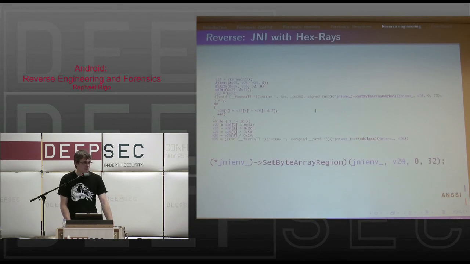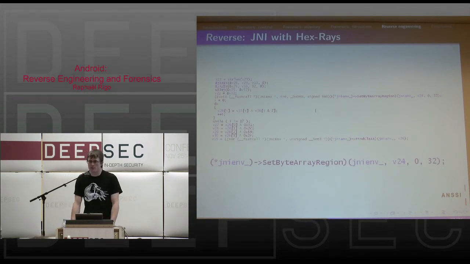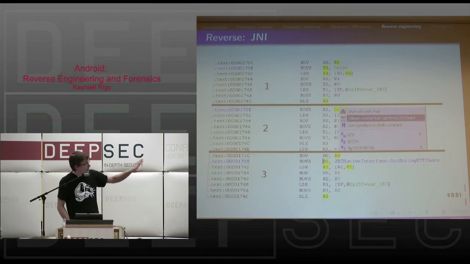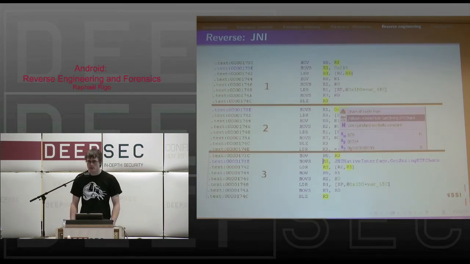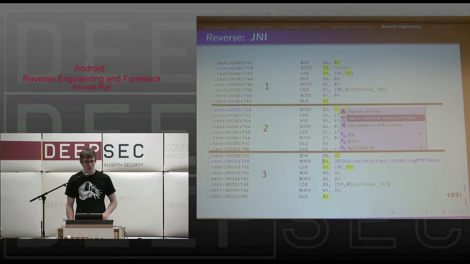With Hex-Rays, it's basically the same. You just apply the definition, and at the end you see that it's calling SetByteArrayRegion, and you get some pretty readable C code instead of hard to read spaghetti assembly. And in this part, the assembly itself is not classic ARM code. It's in Thumb mode, the small 16-bit mode of ARM, which is a bit more annoying to reverse.